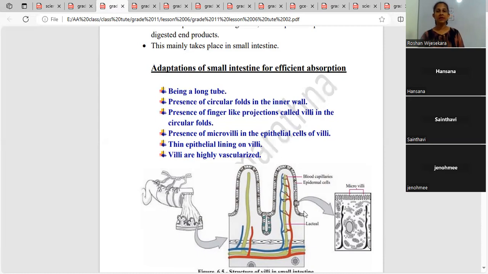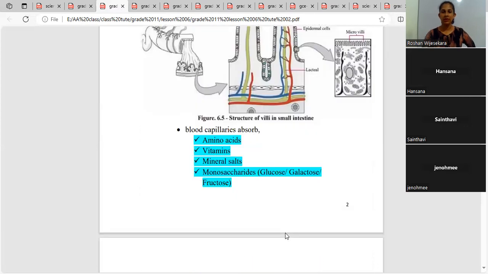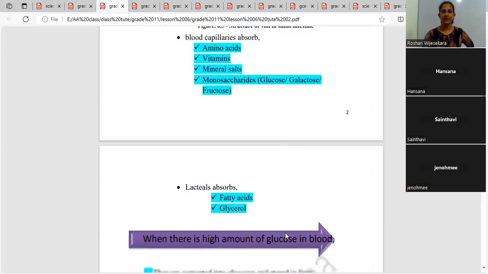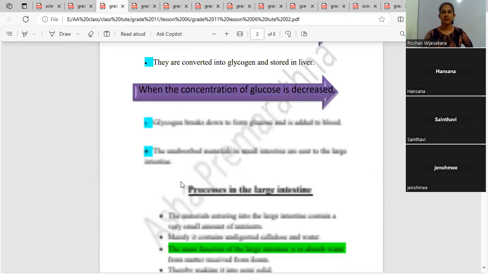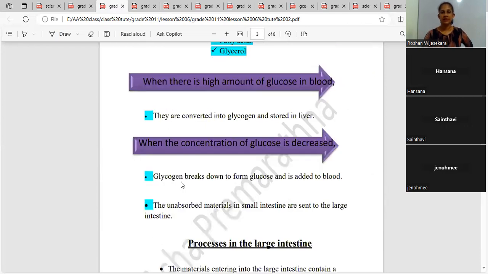Okay, a thin epithelial lining. That lining is very thin. Therefore, it is important for absorption. Then villi are highly vascularized. Vascularized means there are a large number of blood vessels because blood absorbs this food. Okay. There is a lacteal as well. The lacteal also absorbs fatty acids and glycerol. Okay. Amino acids, vitamins, minerals, monosaccharides are all absorbed by blood capillaries. This is also asked in several years.